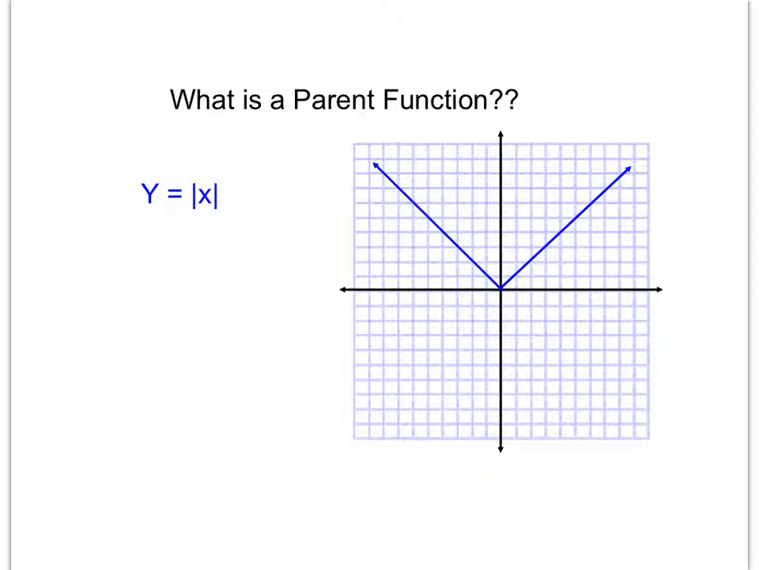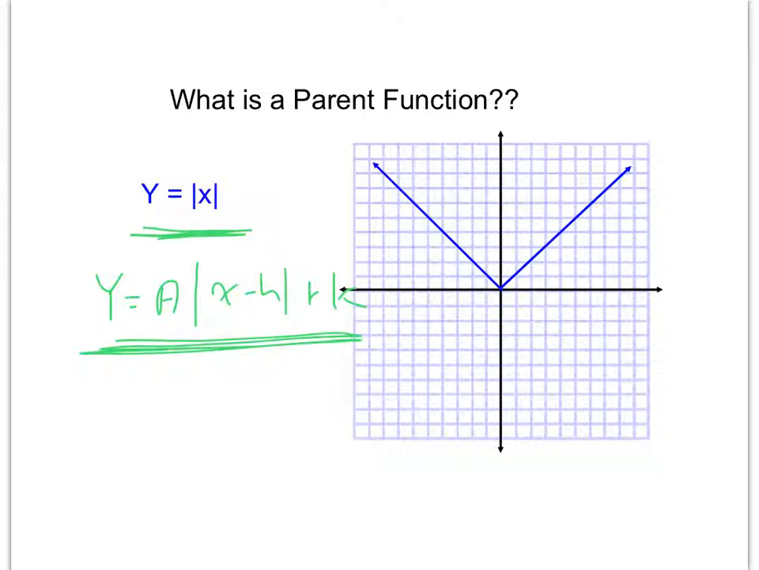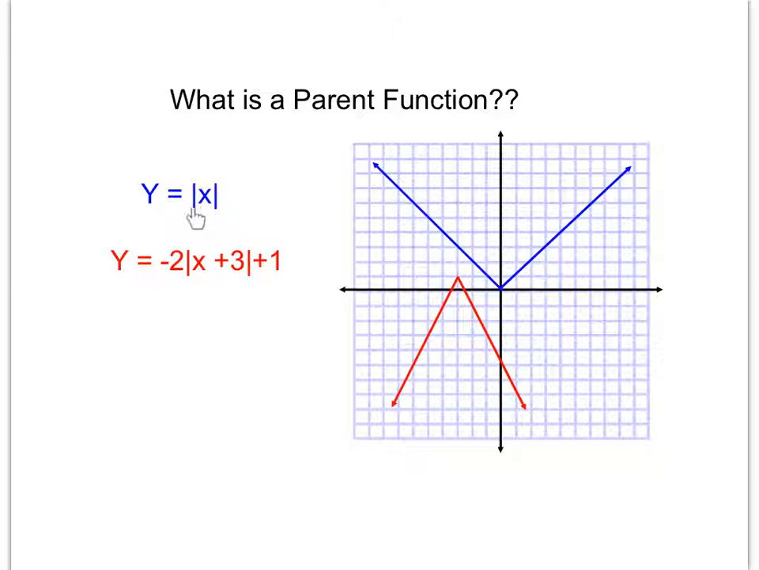Now with this parent function, y equals absolute value x, I can throw some other stuff in. Y equals a times absolute value x minus h plus k. So we now know this is not the parent function of the absolute value function. That is an absolute value function with the transformations a, h, and k, which we learned about way back in Unit 1.